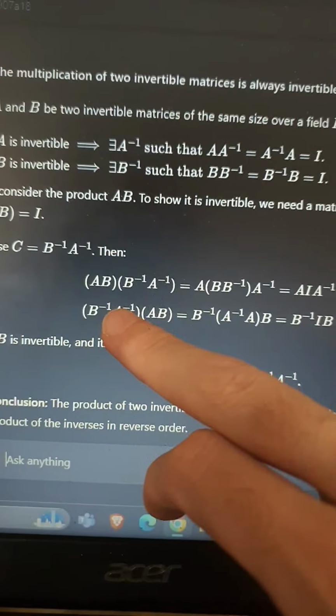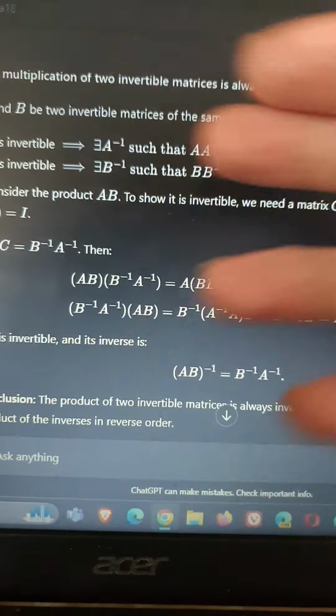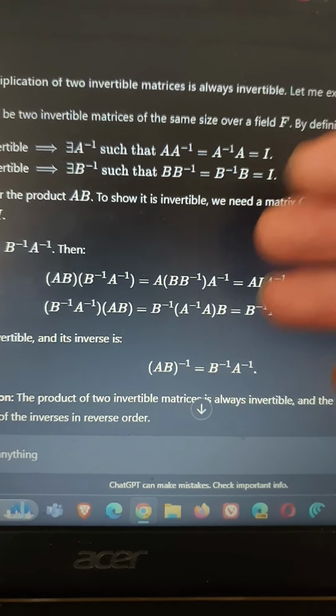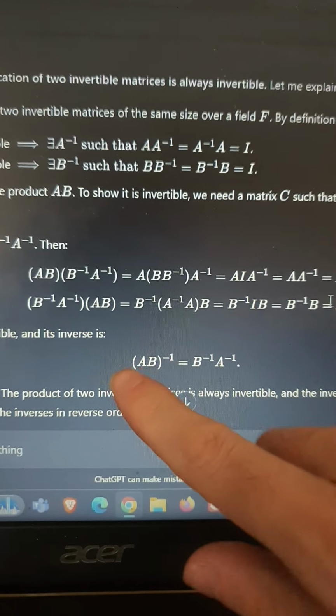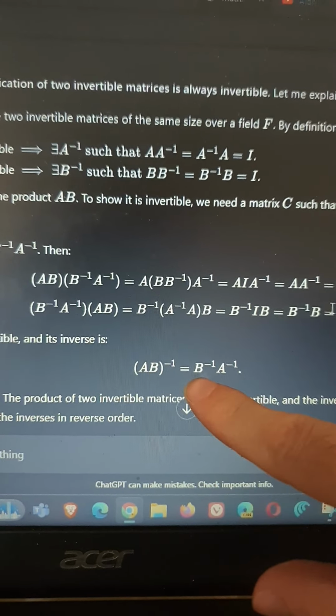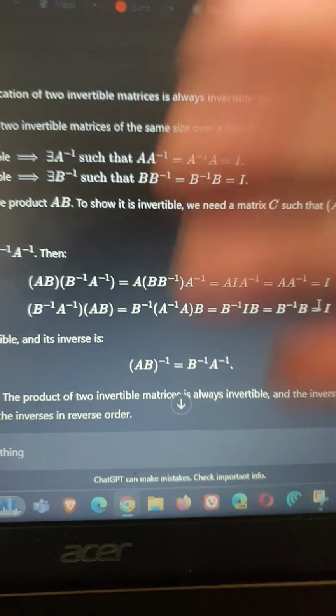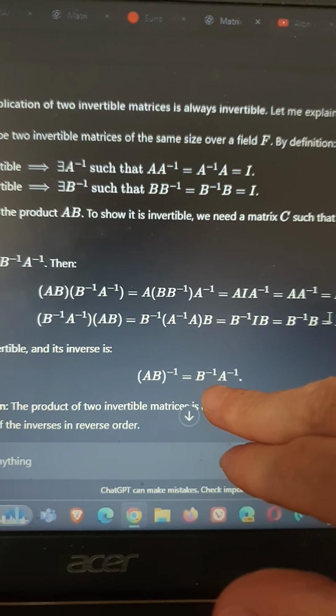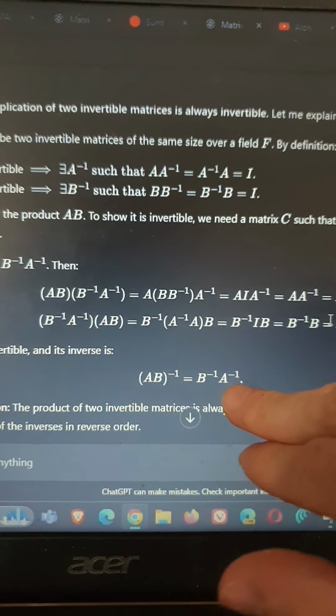So we found an inverse for AB, but a matrix which has an inverse is by definition an invertible matrix. So we found an inverse for AB, B minus 1, A minus 1, with general matrices, so it generally holds. So multiplication of two invertible matrices is an invertible matrix.